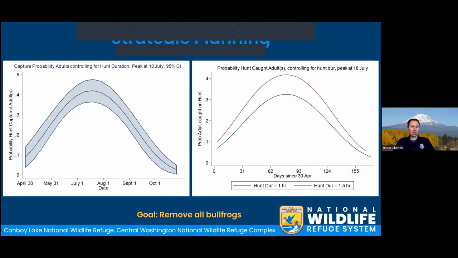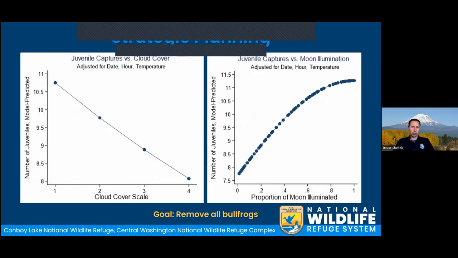And so we use these types of metrics to help guide our team on how long they should be in the field, and where they should be, depending on the time of year. And we look at metrics specific to juveniles as well. So this is a slide based on juveniles. You can see in the left graph there, we're looking at the impact of cloud cover, adjusting for day, hour and temperature.